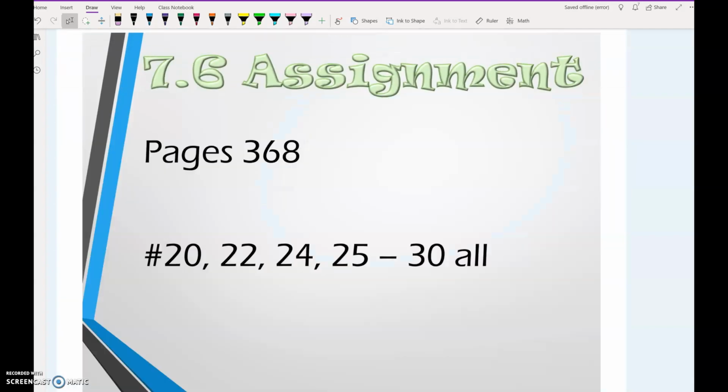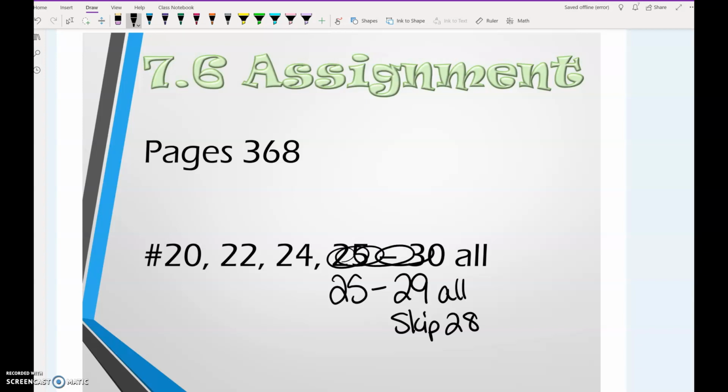Here's your assignment, and we're changing this a little bit. We're going to do 25 through 29 all, except we're going to skip number 28. So basically I eliminated 28 and 30 to make it just a little bit shorter.